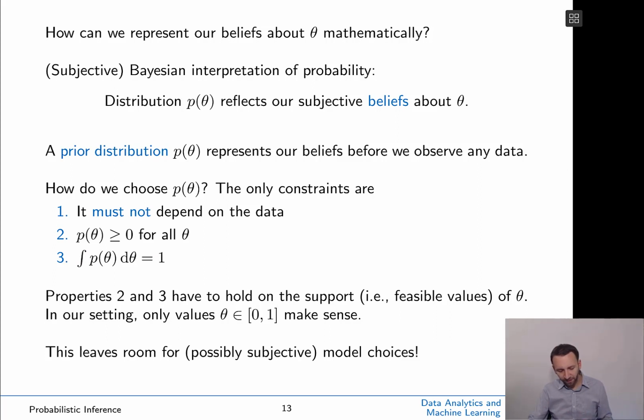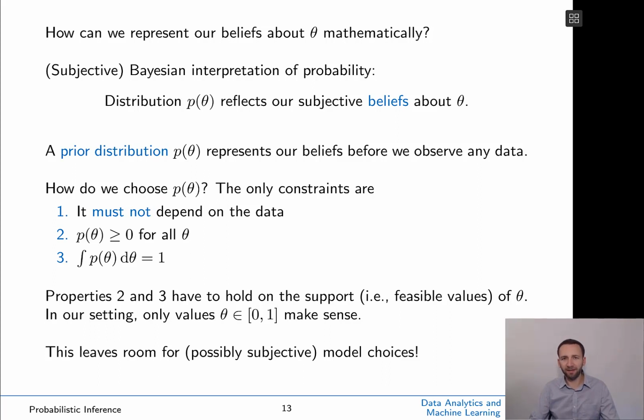So these are just the usual properties of a distribution, right? And here it means a distribution over 0 to 1, because we have a coin flip which has between 0% tail probability and 100% tail probability. So this should hold on the valid domain. And this is really just crucial for the prior. It must not depend on the data, okay?